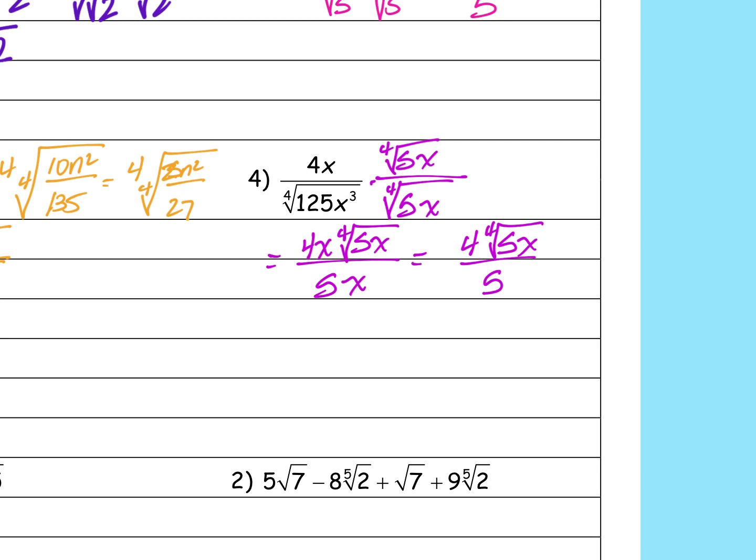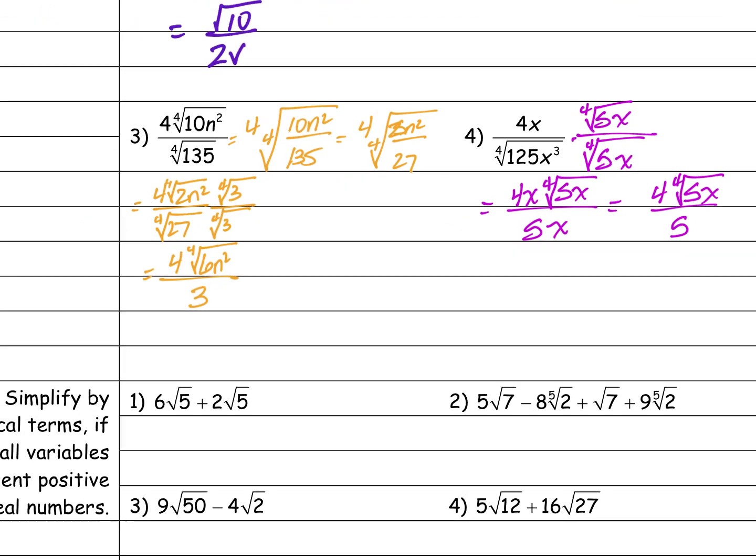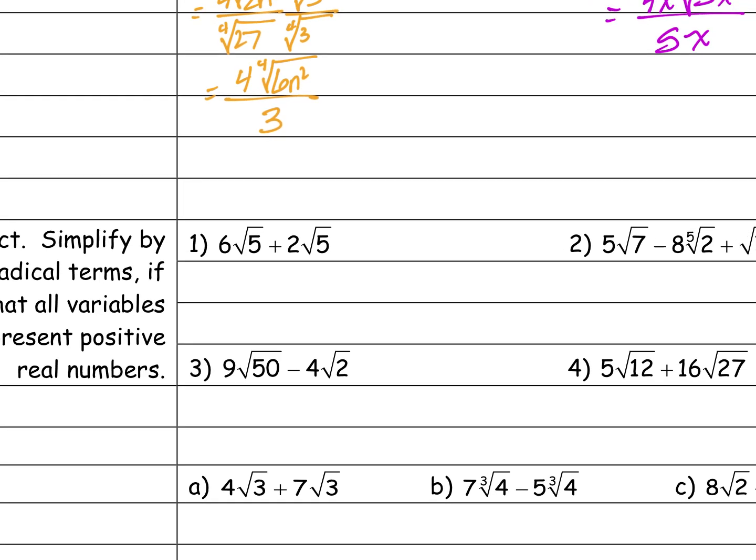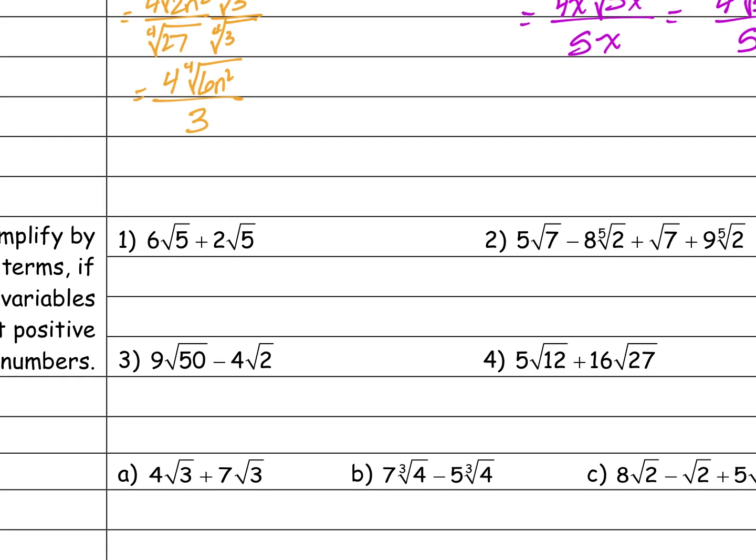So today we're adding and subtracting and multiplying basic things with roots, okay? So when we're adding, it says add or subtract, simplify by combining like radical terms, if possible. Assume that all variables and radicals represent positive real numbers. So when we're adding and subtracting radicals, I want you guys to think of them as variables. They have to be the same underneath the square root sign.